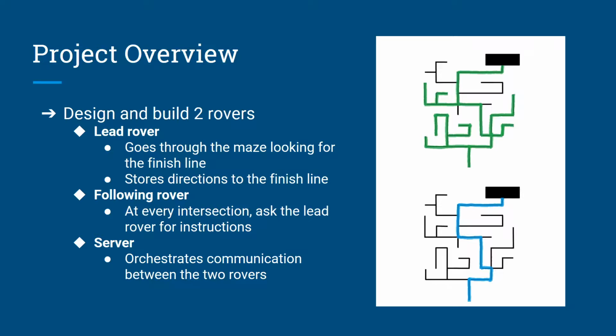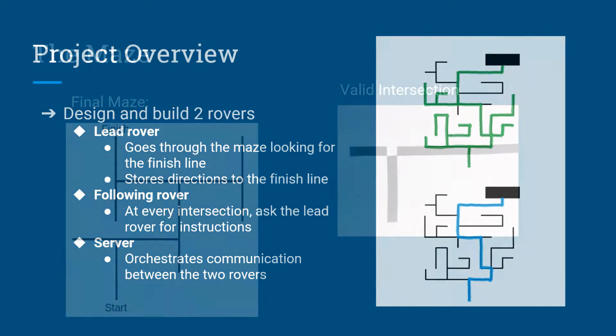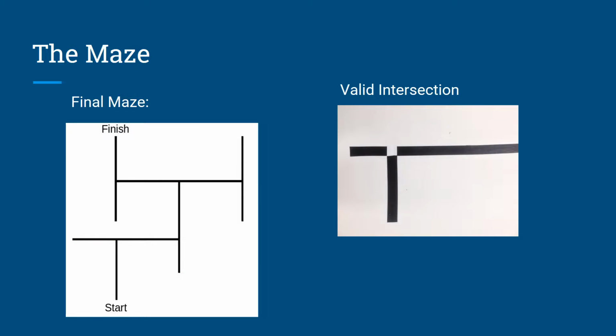But this time, the following rover at every intersection will stop and ask for the direction from the server, which it will then receive from the lead rover. This way, the following rover will complete the maze in the shortest path possible. On the left, we see what our final maze looks like. On the right, we see what a valid intersection looks like.